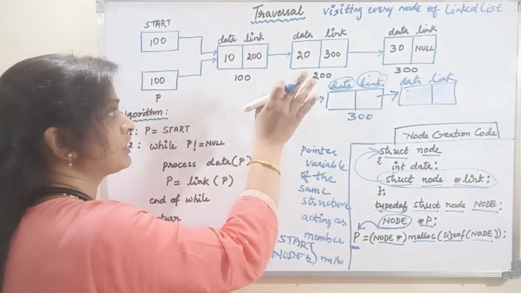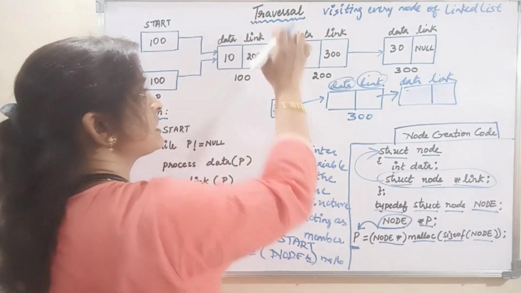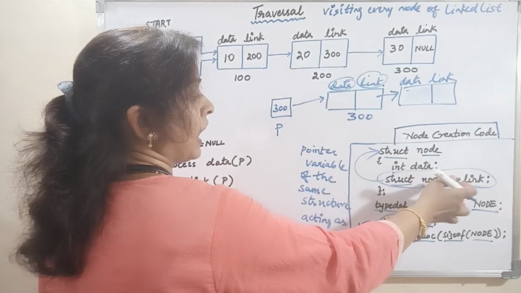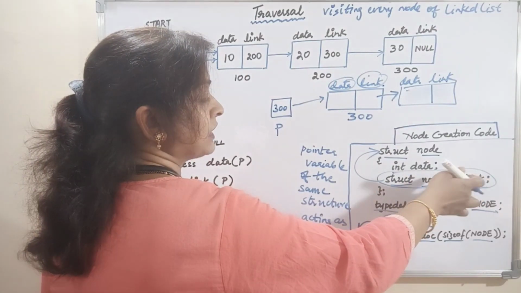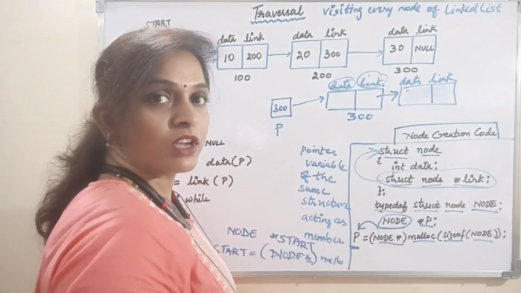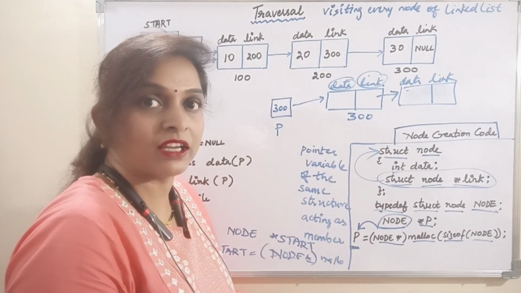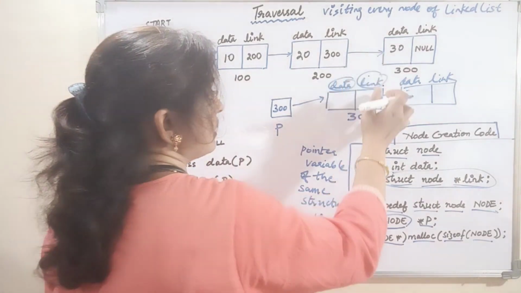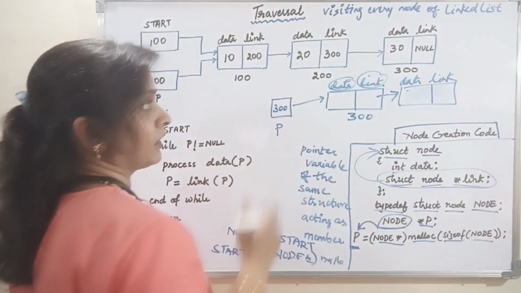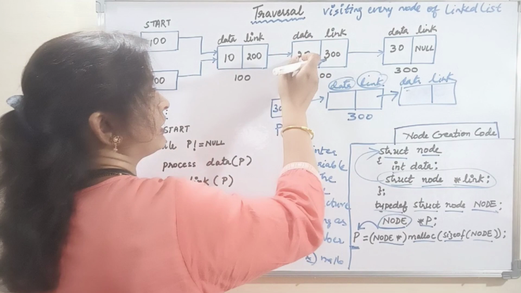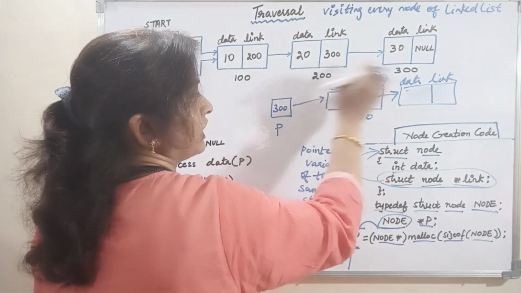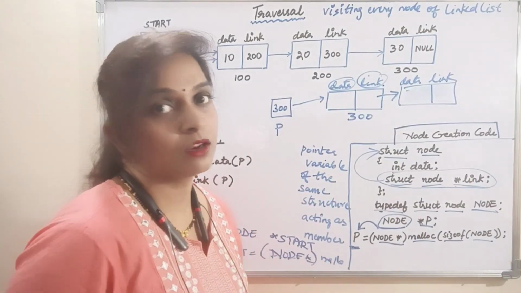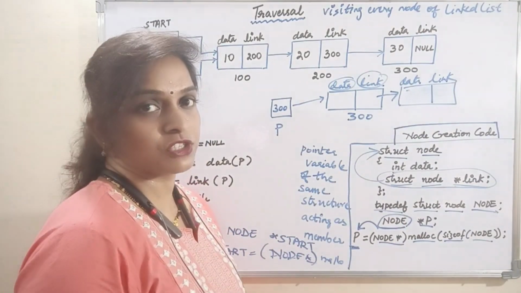So in the data part I have written 10. In the link part I say 200, meaning it is the address of the next node. As I said, it has a pointer variable acting as a member pointing to one more location to store node type of data itself once again, means once again data and link. So again data and link. This is what I have created. Data is 20. Link is the next node address 300. Data is 30. Link is null, meaning it is not pointing to any other node. So I have three nodes here.